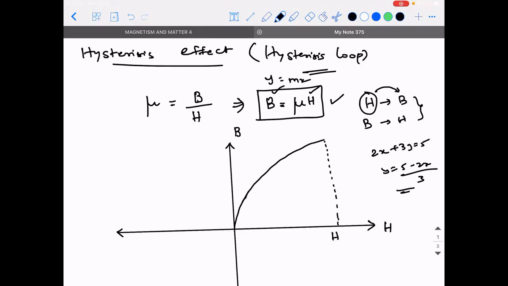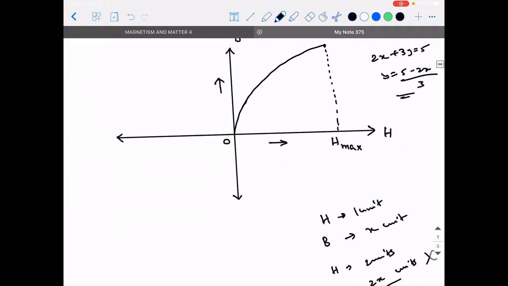And this value is called H max. So as you keep increasing the value of H, the value of B will increase and then it will get saturated. Meaning beyond this H max, the material will no more get magnetized because it has attained the maximum magnetization possible. Are you able to understand this? Yes, sir. So between 0 to H max, this is what is happening.